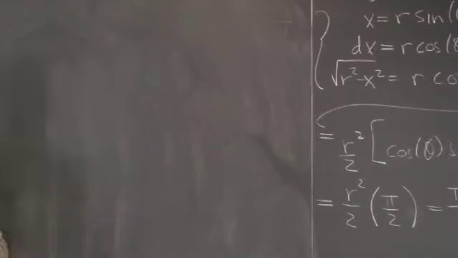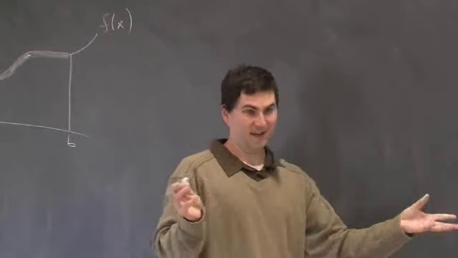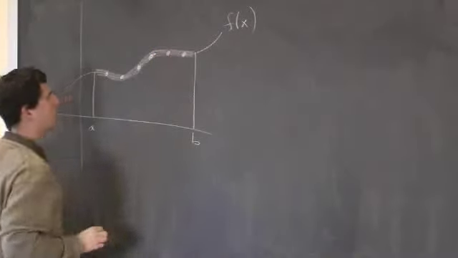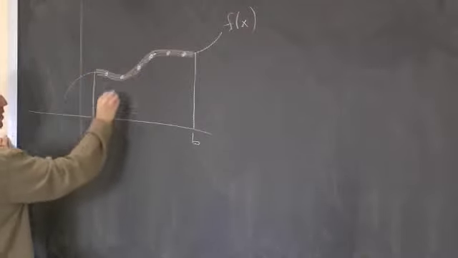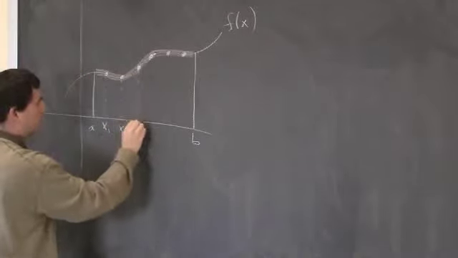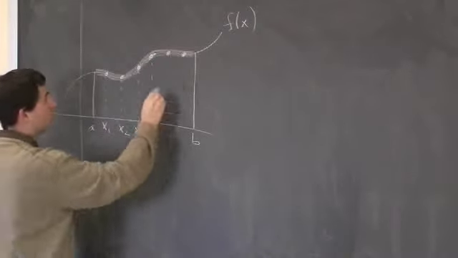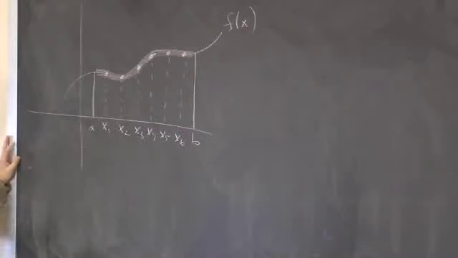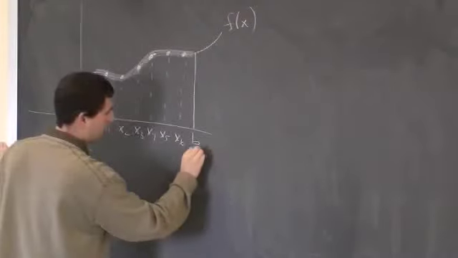Of course, passing from a finite number of points to an infinite number of points, well, that's just what calculus is all about. That's this whole limiting procedure. So let's just take a quick chance to see what it would mean in a finite case. If we took a few points, say this is x1, x2, x3, x4, x5, and x6. And then we can call a our x0, and b will be our x7.